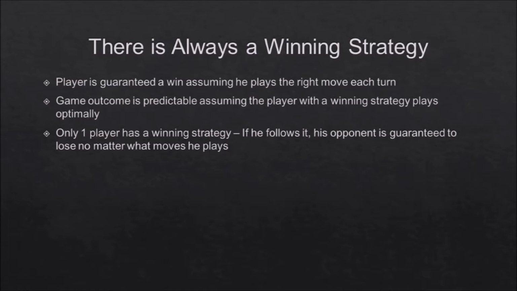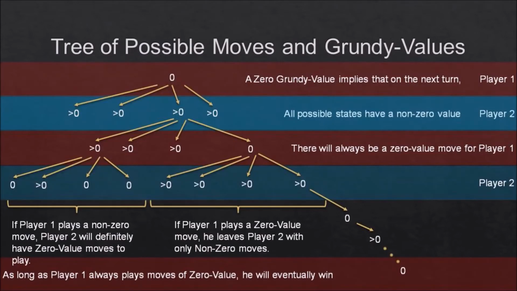One of the main implications of the Sprague-Grundy theorem is that, assuming both players are playing optimally, the game's outcome is predictable even before the first piece is played, as with symmetric play. This means that there is a winning strategy from any game state, regardless of the size of the board. One of the players is guaranteed a win from any game state, assuming that he plays the right move on each turn. That is, he must always play a move with a Grundy value of 0.